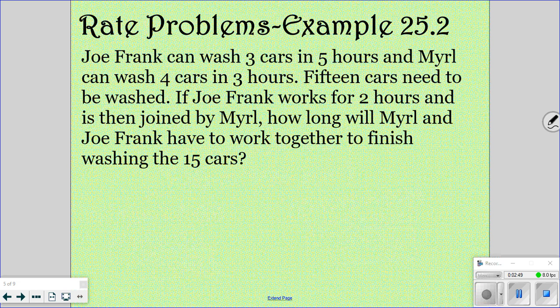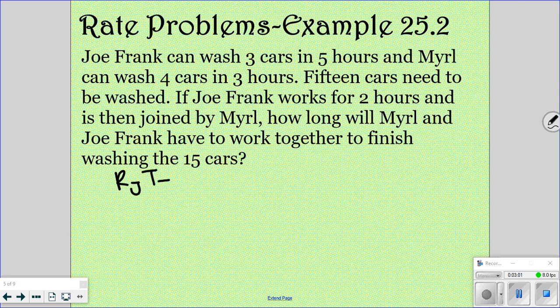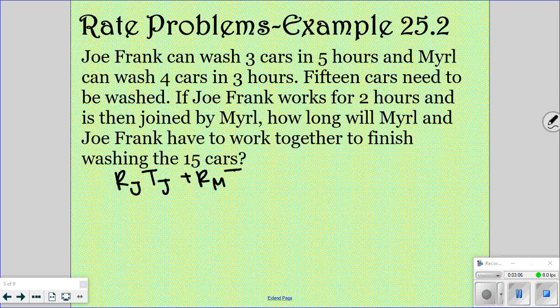Okay, we're going to look at some rate problems now. We have Joe Frank washing a car and Merle washing a car. So the formula that you're going to use for these is the rate of Joe Frank and the time of Joe Frank plus the rate of Merle and the time of Merle are going to equal the job together. So the rate of Joe Frank is 3 cars in 5 hours.